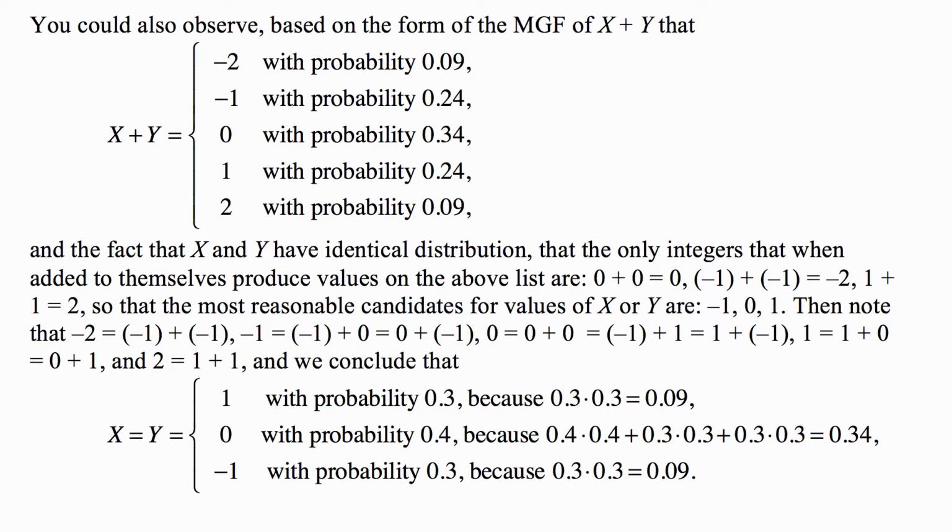And then we note that negative 2 is negative 1 plus negative 1. Negative 1 is negative 1 plus 0, or 0 plus negative 1. 0 is equal to 0 plus 0, but also negative 1 plus 1, or 1 plus negative 1. And 1 is 1 plus 0, 0 plus 1, and finally 2 is equal to 1 plus 1. So x, which has the same probability distribution as y, has to be 1 with probability 0.3, because 0.3 times 0.3 is 0.09. 0 with probability 0.4, because 0.4 times 0.4 plus 0.3 times 0.3 plus 0.3 times 0.3 is 0.34.